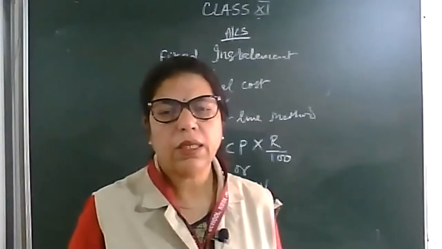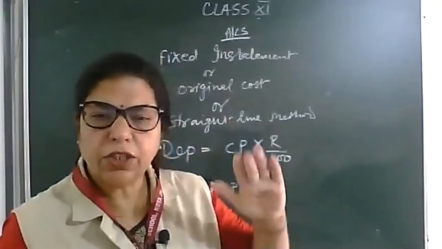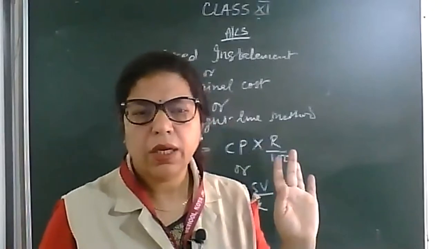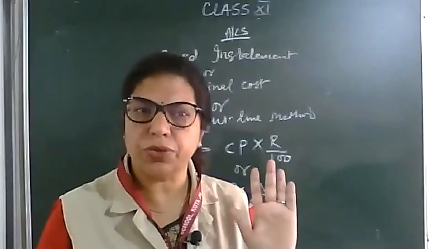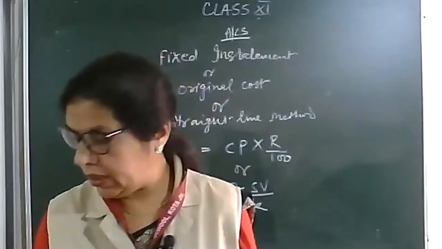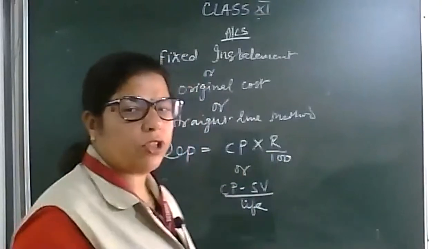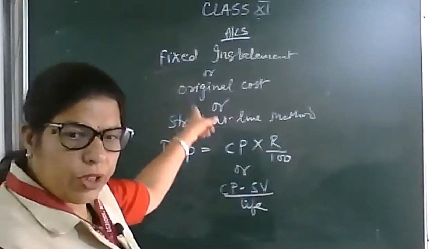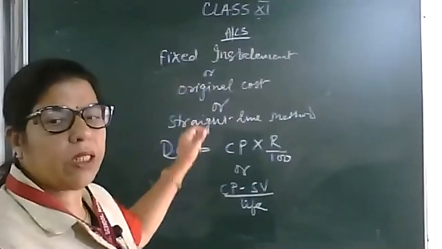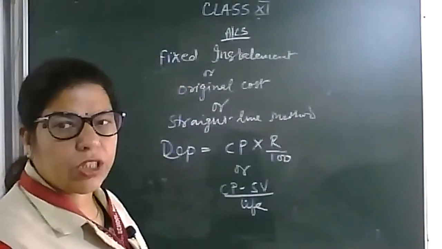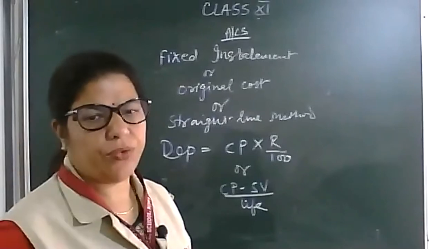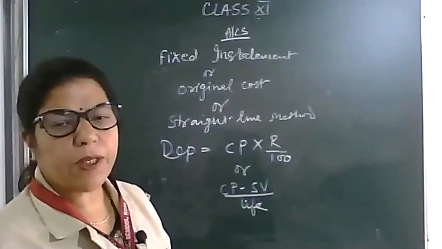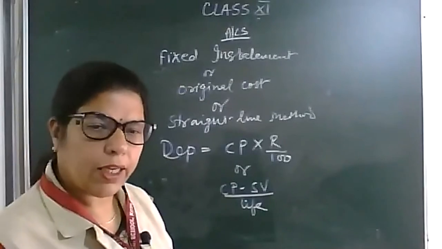diminishing method. In that method, the value of depreciation goes down, it does not remain the same, and the value will not become 0 either. The second method I will explain later, but for the first method you can note down the different names: fixed installment method, original cost method, straight line method, or we can say depreciation is calculated in two ways: cost price into rate upon 100, or cost price minus scrap value upon life.